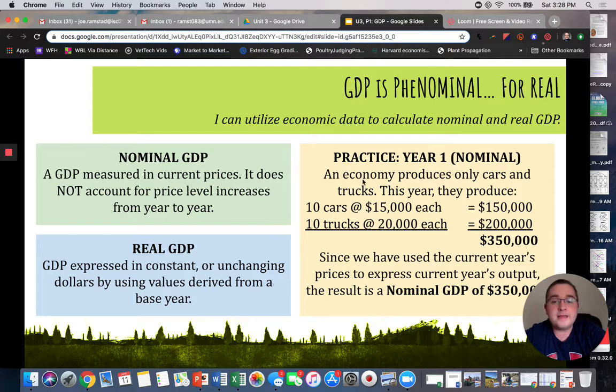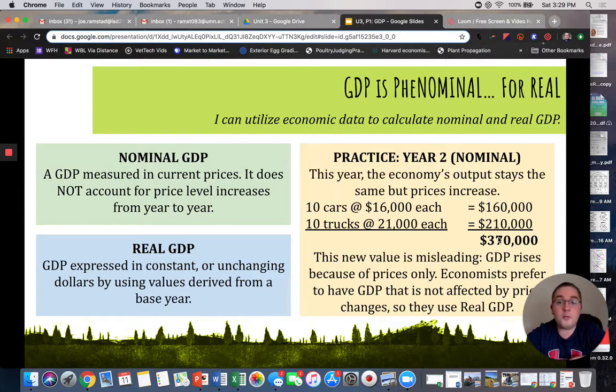Okay, so we're going to show you some practice here. In year one, let's say that an economy produces only cars and trucks. This year they produce 10 cars at $15,000 each and 10 trucks at $20,000 each. To calculate our nominal GDP, we simply multiply quantity and price for both of these goods and then add everything together. So 15,000 times 10 is $150,000, so they're gaining $150,000 simply off of producing cars. And they are gaining 10 times 20,000, or $200,000, simply off of producing trucks. By adding these two together, we get $350,000. That is our nominal GDP for year one.